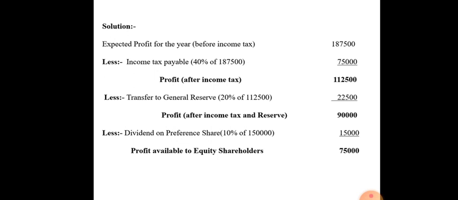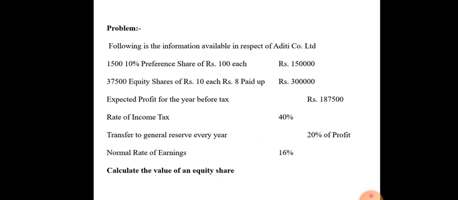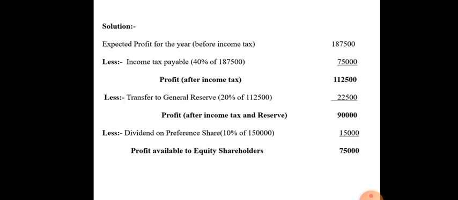Now again we have to minus the dividend, the dividend on the share capital. So what's the share capital here? Preference share capital is 1,50,000. On this 1,50,000 you have to minus 10%, so it's 15,000 you have to minus from this 90,000 profit. The total profit available to the equity shareholders is 75,000. So now we got the profits available to equity shareholders.